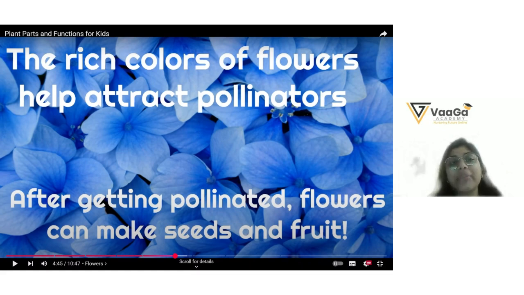Flowers can make their own seeds, and with the help of the seeds, the fruit will come, and then we just get the fruit. So that's why the plant grows, and it creates a new plant.